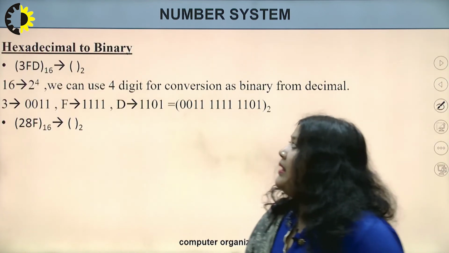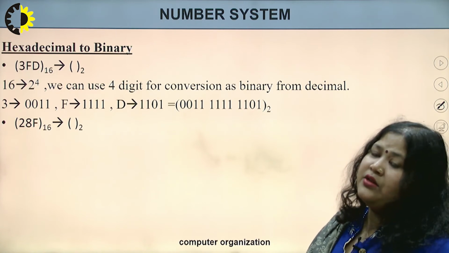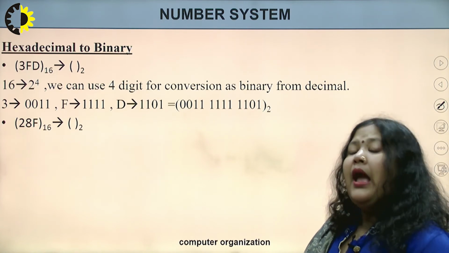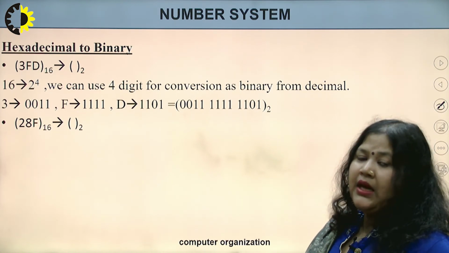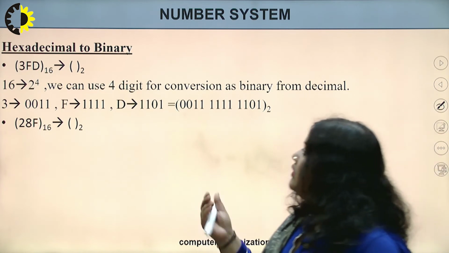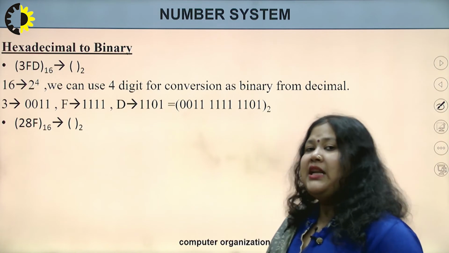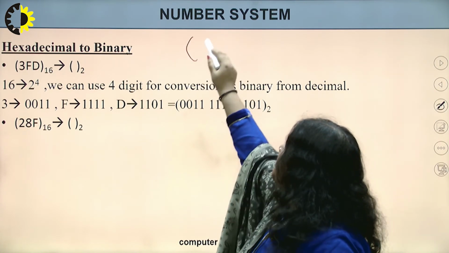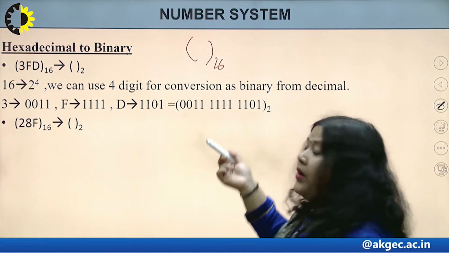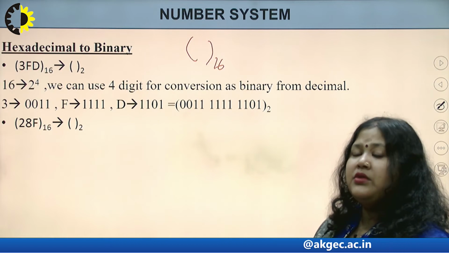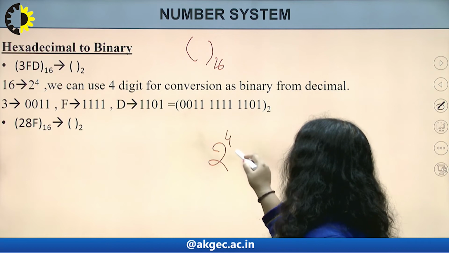Now the next example is hexadecimal to binary. You know that hexadecimal numbers are represented by 0 to 9, the same as decimal numbers. After 9 we represent 10 as A, 11 as B, 12 as C. So for example, 3FD. When we have to represent a hexadecimal number in binary form, hexadecimal means base 16, and we have to use the power of 2 that gives 16. So it is 2 to the 4 equals 16.